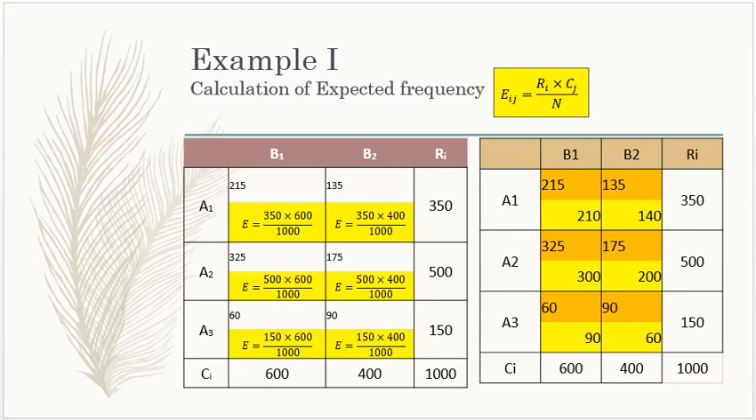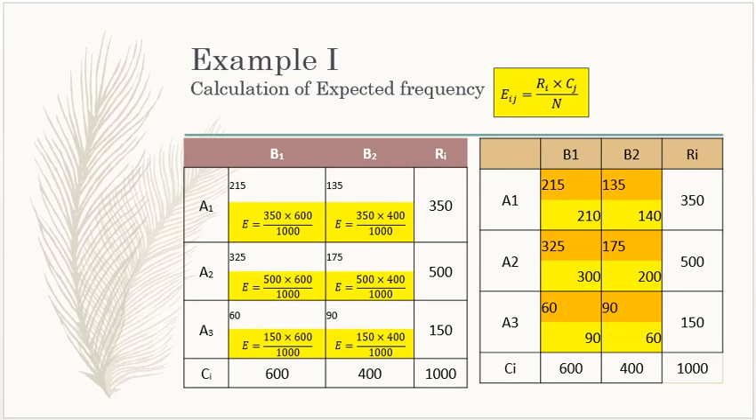First, take the given frequencies, shown in orange color, and add them. So 215 plus 135 gives 350, 325 plus 175 gives 500, 60 plus 90 gives 150, and likewise you add the row-wise totals. Likewise you find the column-wise totals: 210 plus 300 plus 90 which is 600, 140 plus 200 plus 60 which is equal to 400, and altogether you have 1,000 data.